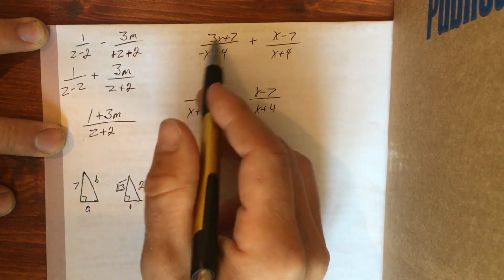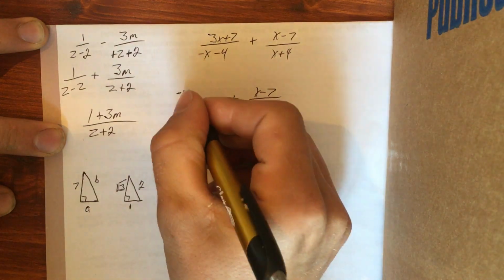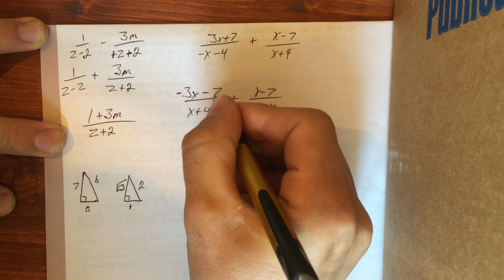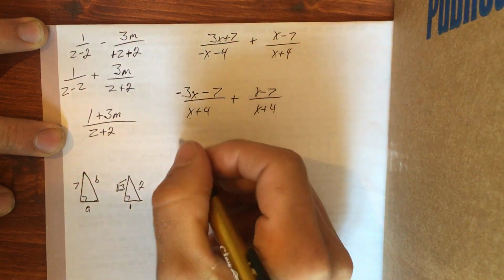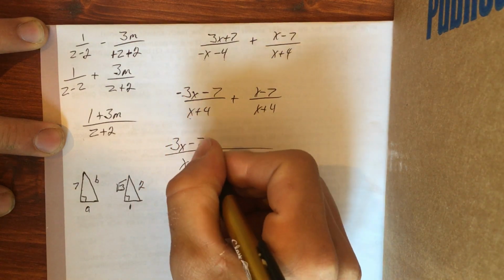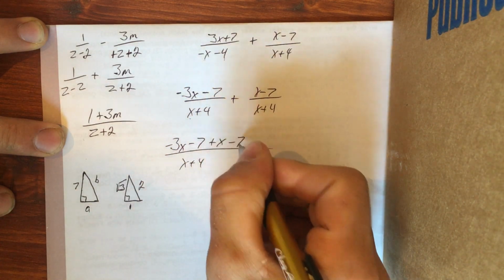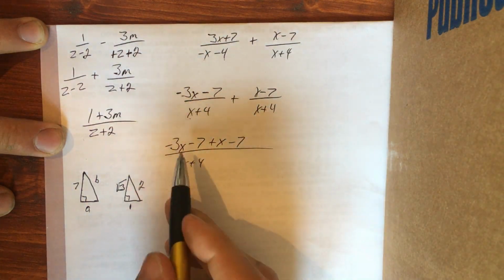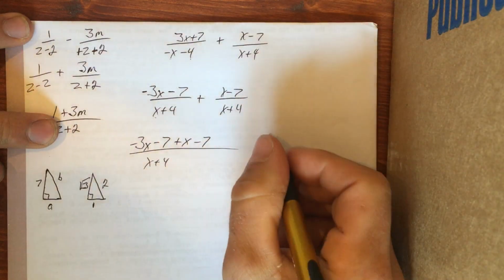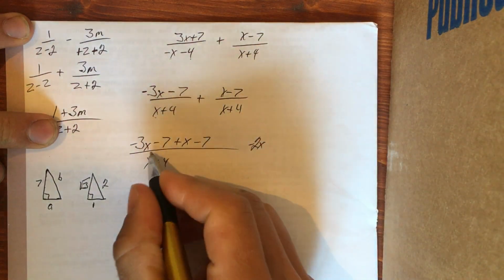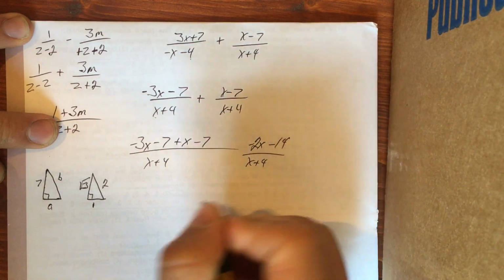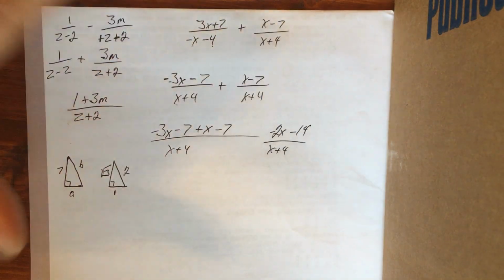Change the signs of the numerator. And that will be a negative 3x, and we must change the 7 as well. Negative 7. And then over x plus 4, we have negative 3x minus 7 plus x minus 7 over x plus 4. Negative 3x and x join together to get negative 2x. Negative 7 and negative 7, negative 14 over x plus 4. All right, that's how to work those guys.